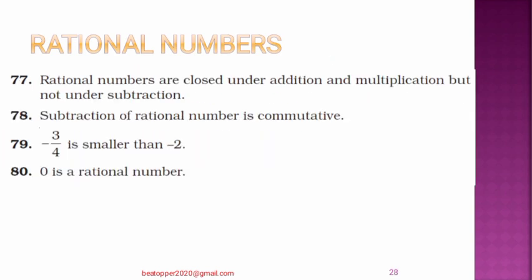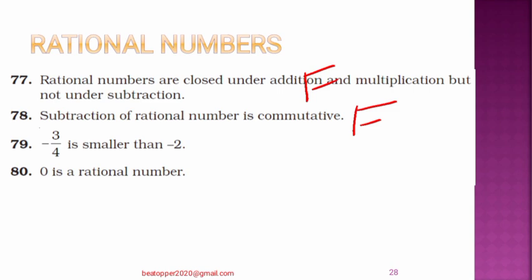Rational numbers are closed under addition and multiplication, but not under subtraction. That is also false because it is closed under addition, multiplication and subtraction, not closed under division only. Subtraction of rational numbers is commutative. False. It is not commutative.